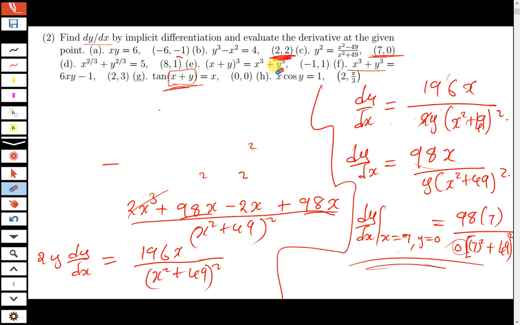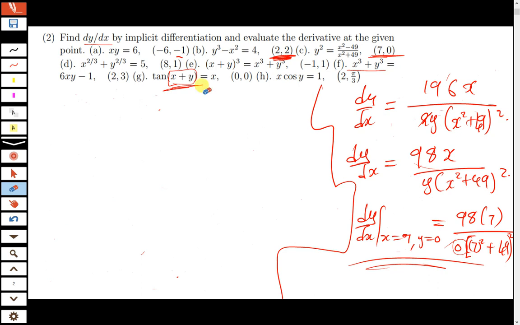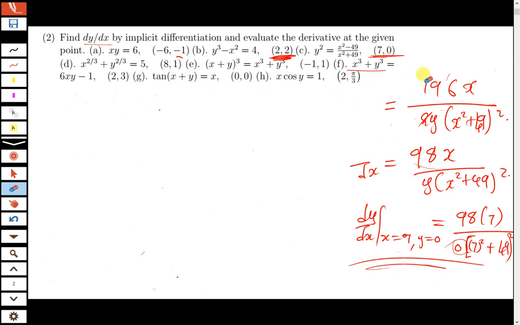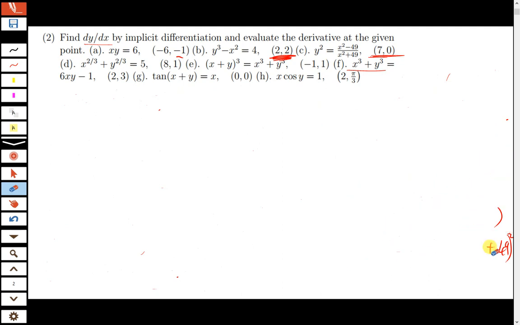Same applies to this other one, letter h. Since you have cos y, and you also have x there, meaning you have two functions that are multiplying themselves. So to differentiate that using implicit differentiation, you split them into two and use the product rule. So you can say your x is equal to u, and then your cos y is equal to v, and then you differentiate that. And after differentiating, you come and replace your expressions in the product rule formula. So let's do this one.